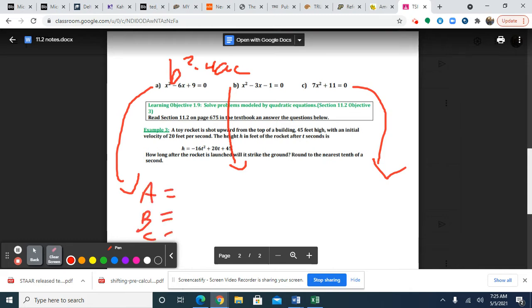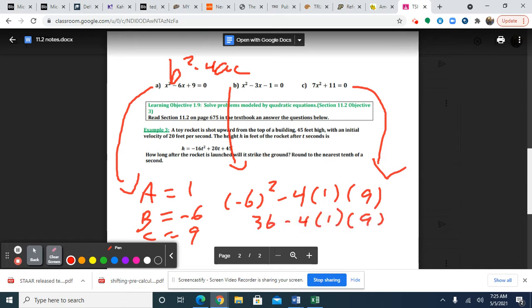So in the first question, we have our a, which is 1, b, which is -6, and c, which is 9. So we're going to do -6 squared minus 4 times 1 times 9. So -6 squared gives us 36.